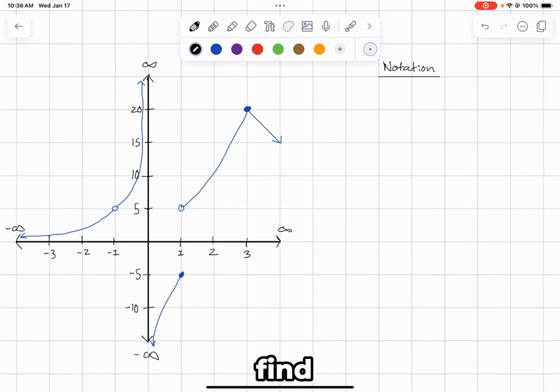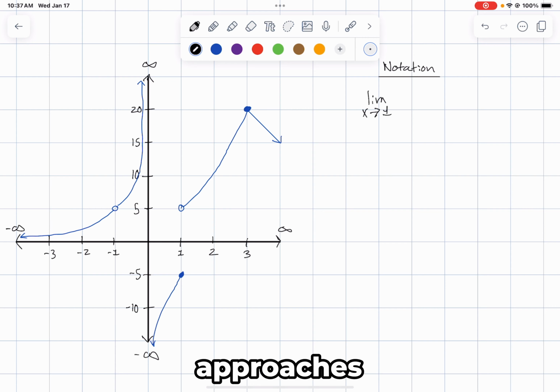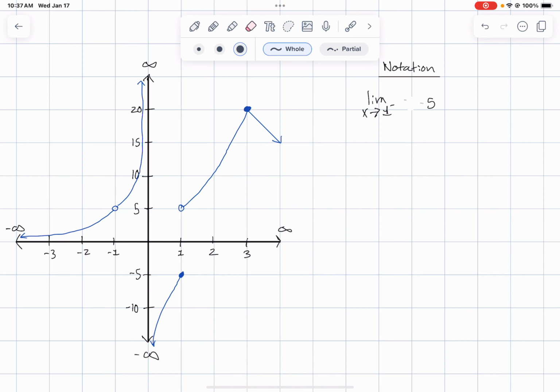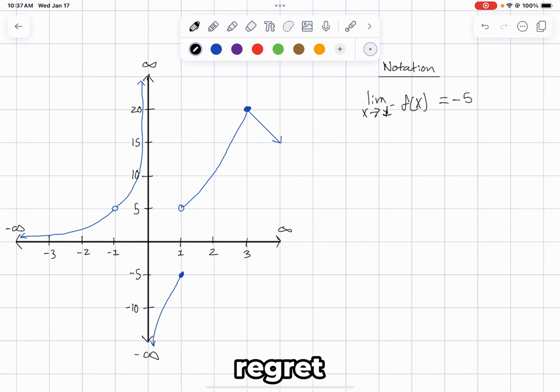Now, let's continue again. We want to find the limit as we approach x equals 1. Well, graphically, we can see that the left and the right-hand limit for that is going to be different. So we're going to have to split it up into two pieces, one from the left and one from the right. The limit as x approaches 1 from the negative side, the left side, is equal to -5. Ooh, and look, don't forget to put the function there. I forgot that. You'll get points taken off and you'll regret it.